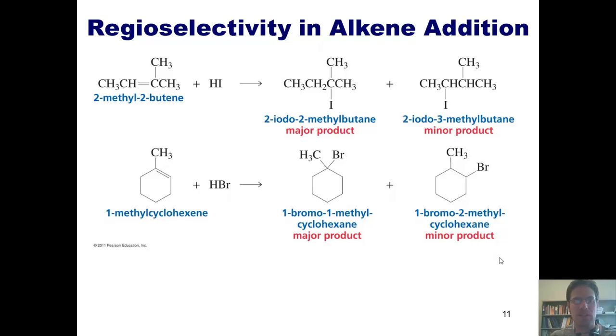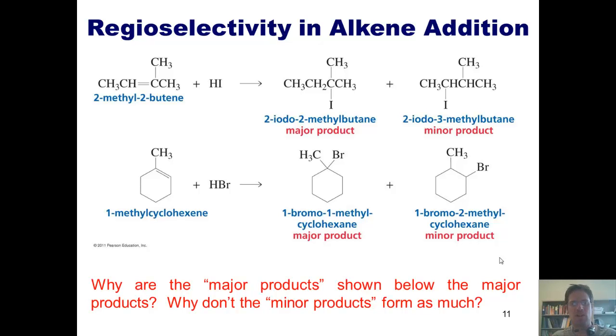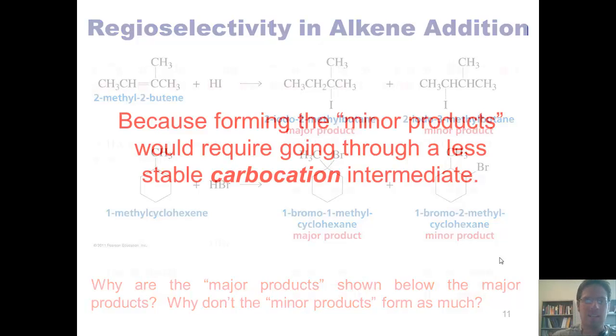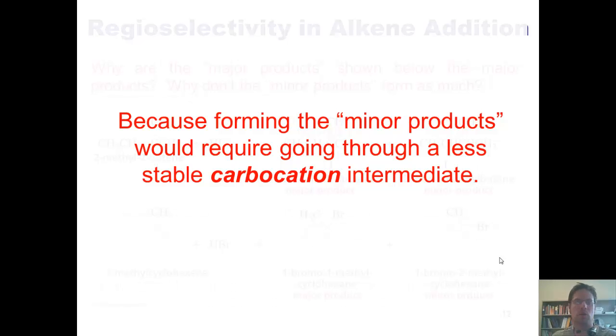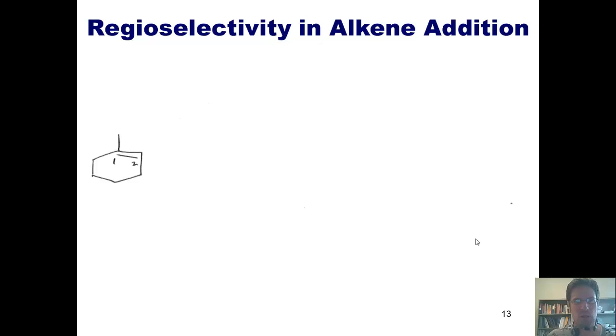I want to drill this home by once again emphasizing, why are the major products shown here the major products, and why are the minor products the minor products? The answer is, once again, because forming the minor products would require going through a less stable carbocation intermediate. I'd now like to prove that to you by actually showing you the mechanism of one of these examples.